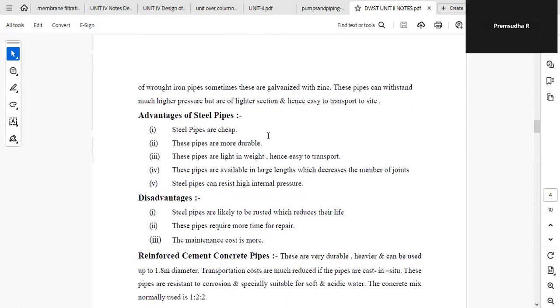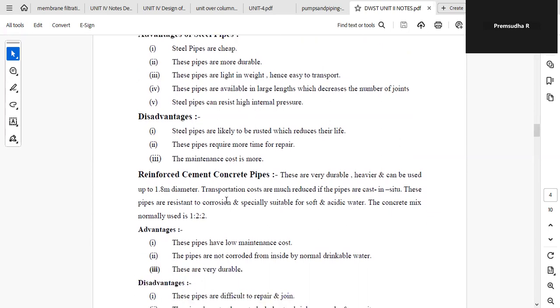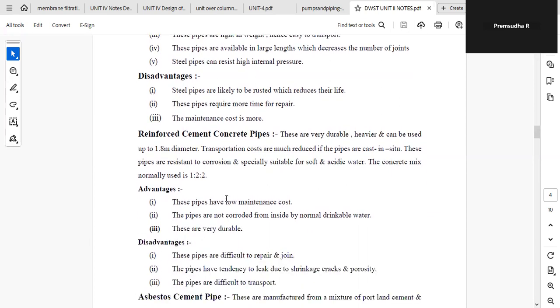So the advantages of steel pipe are: it is cheap, more durable, lighter weight, hence easy to transport. These pipes are available in large lengths, which decreases the number of joints. Steel pipes can resist high internal pressure. The disadvantage is, steel pipes are likely to be rusted, which reduces their life. These pipes require more time for repair. So here the maintenance cost is more.